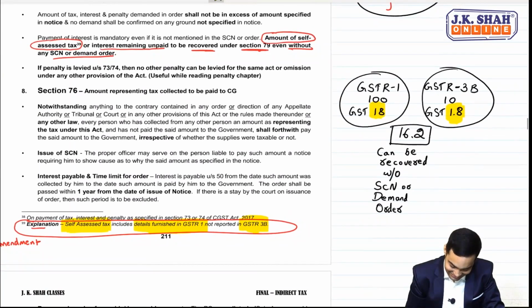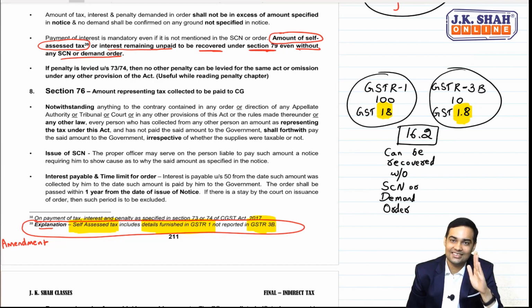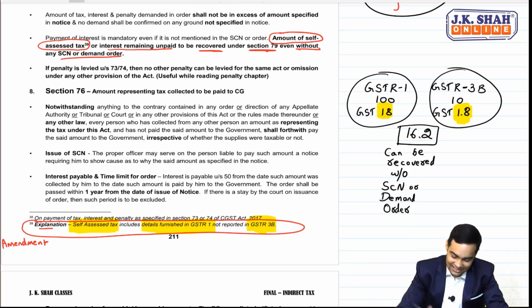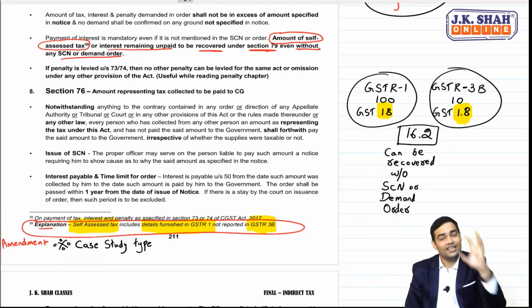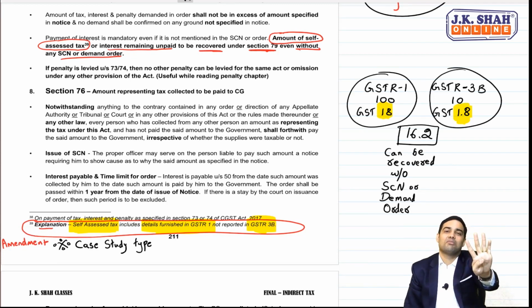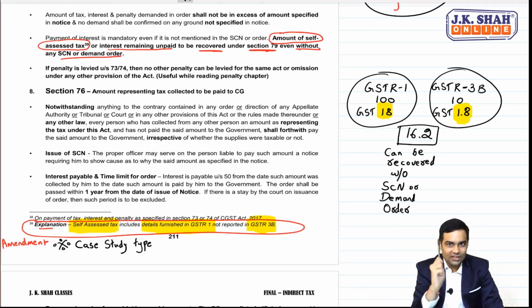Okay, so you'll mark this as an amendment that if you have reported something in GSTR 1 and not reported in 3B, recovery can be directly initiated. Mark it as very important for case study type questions. They can ask you in an MCQ based case study or a normal case study question, 4 marks, and the answer will be very simple. But at that point of time, you need to recall this one line in the law.